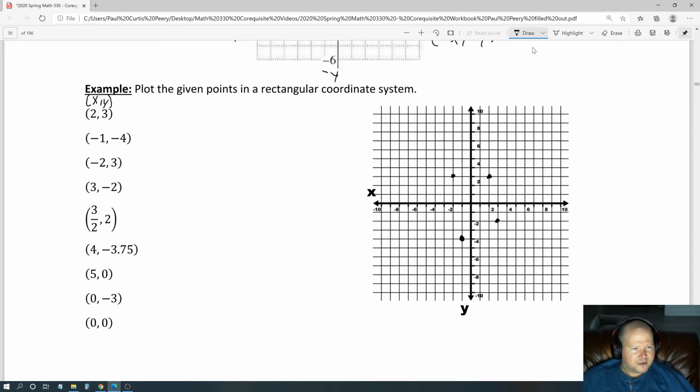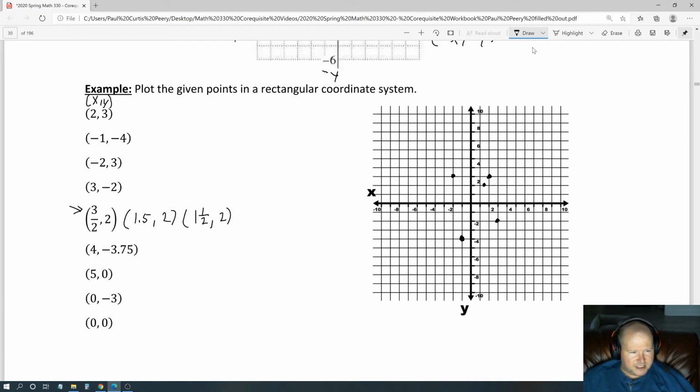Next, we see 3/2 and 2. That's really the same as saying 1.5, 2. There are several ways of thinking about this. As an improper fraction, it might be difficult to graph that. You might want to convert it into a decimal or a mixed number. So this is 1.5. You go up to 1, go halfway between 1 and 2, and then for 2 you go up to, and you plot your point right there.